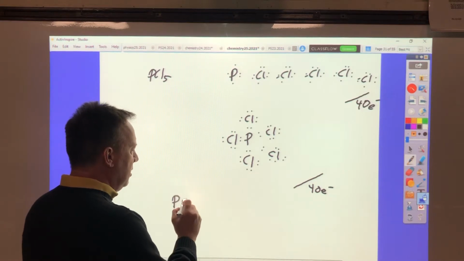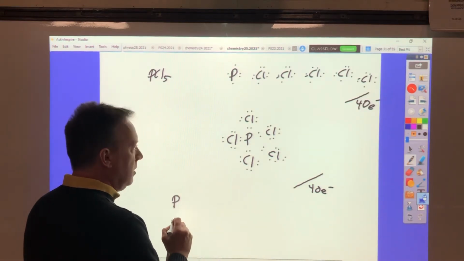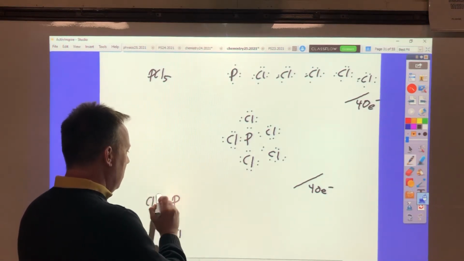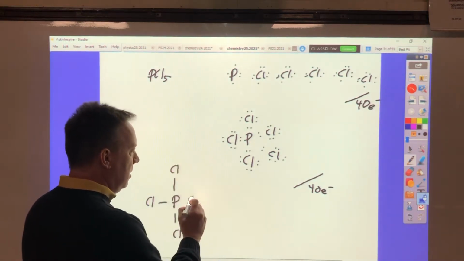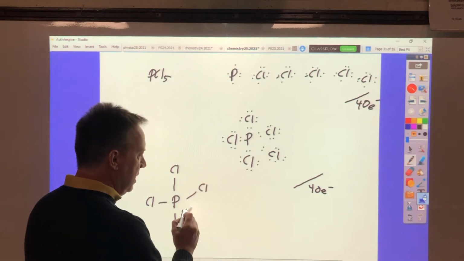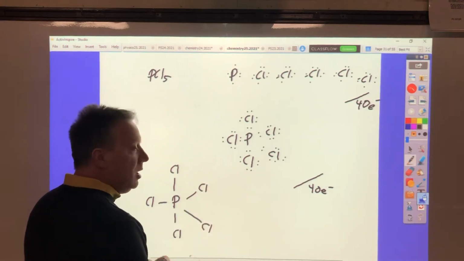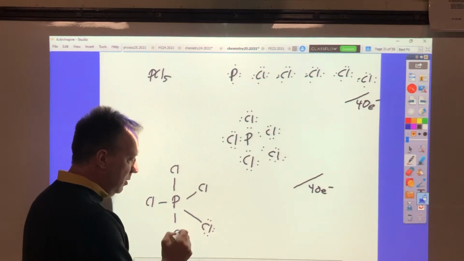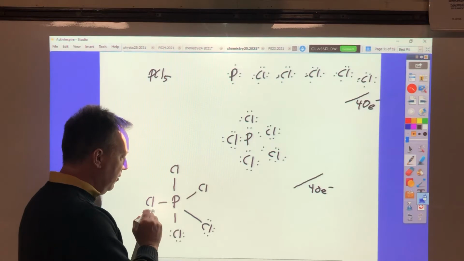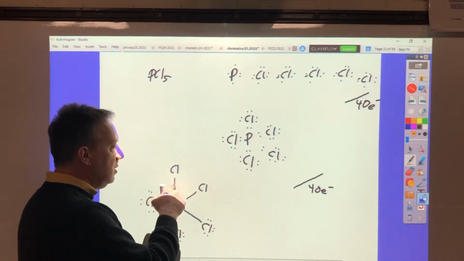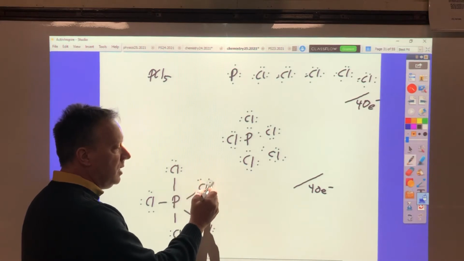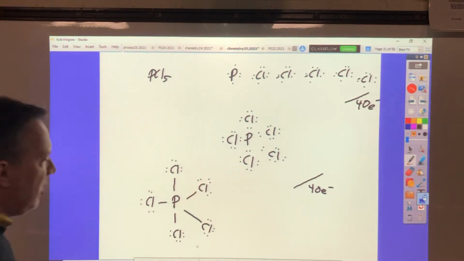Okay, so it's just going to be replaced. Basically, you're going to have a Cl here, a Cl here, a Cl here, and then you're kind of going to split the difference on these guys. Then make sure the chlorines each have 8. 2, 4, 6, 8. And that's what it would look like, phosphorus pentachloride.